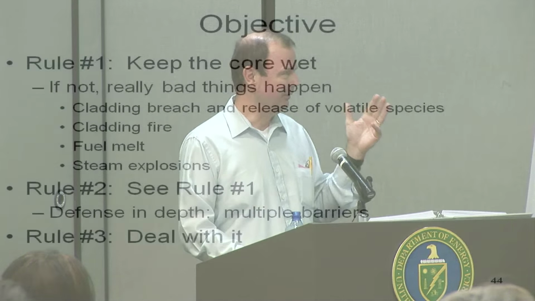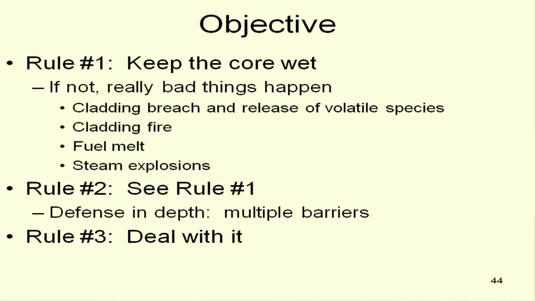Rule number two, see rule number one. What I mean by that is you want to have defense in depth to make sure you can keep the core covered, not just one mechanism, but two or three or four. And rule number three is if you can't do those, you deal with the consequences. Now, believe it or not, this slide is at least half a year old, if not a year, so it predates our recent events over in Japan, which astounds me.